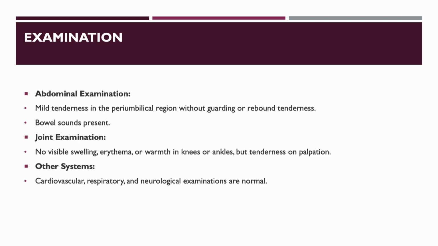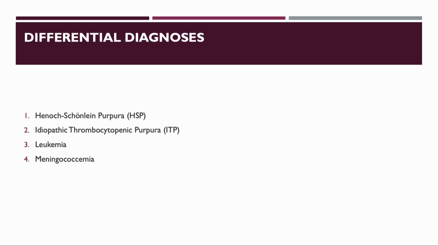Abdominal examination: mild tenderness in the periumbilical region without guarding or rebound tenderness. Bowel sounds present. Joint examination: no visible swelling, erythema, or warmth in knees or ankles, but tenderness on palpation. Cardiovascular, respiratory, and neurological examination are normal. Differential diagnosis: Henoch Schonlein Purpura (HSP), idiopathic thrombocytopenic purpura (ITP), leukemia, meningococcemia.